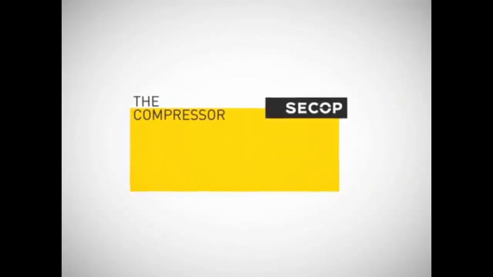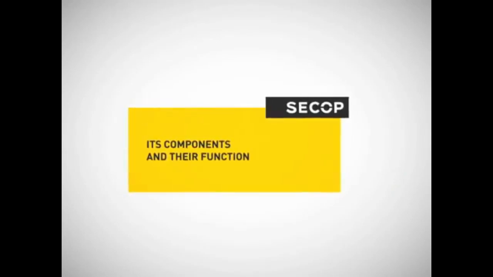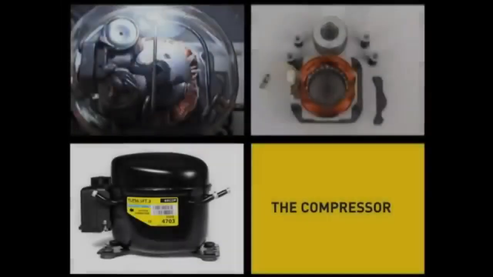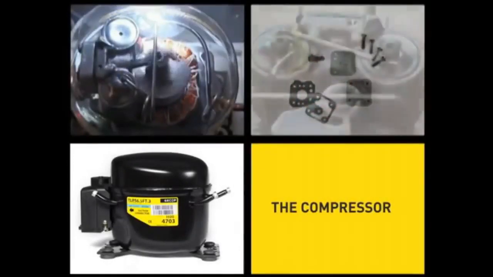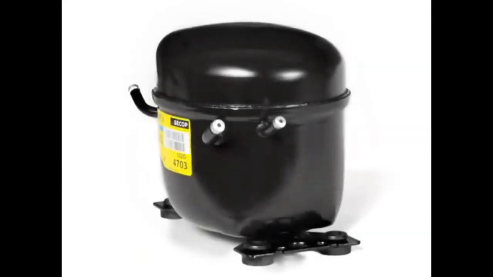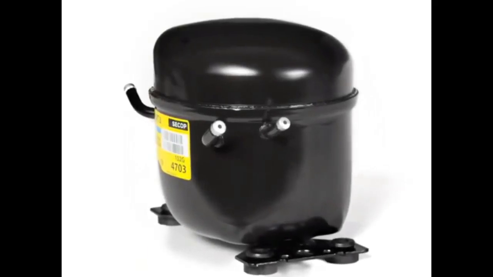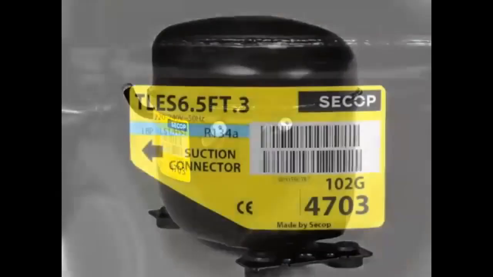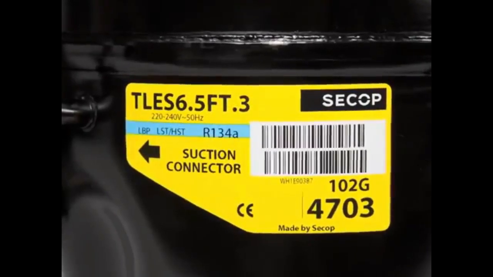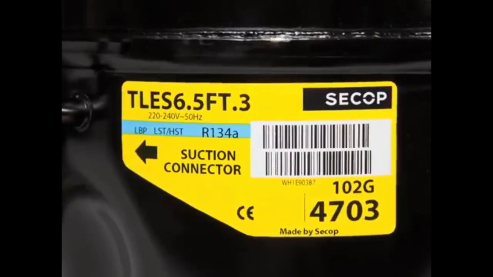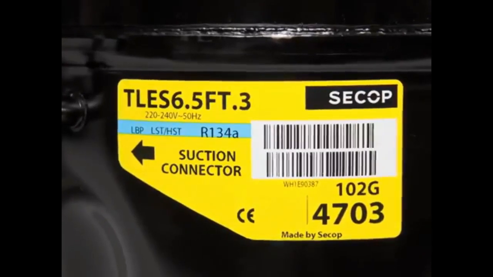The compressor, its components and their function. The label contains all important information for the customer as well as for the dispatch. It concerns data such as the type name, the refrigerant, the mains voltage and frequency, as well as information on how to connect the compressor.